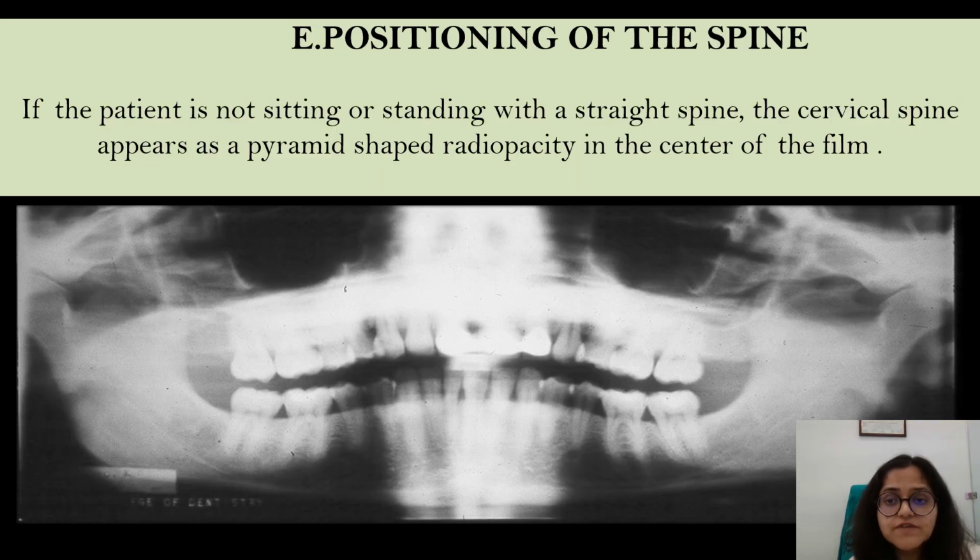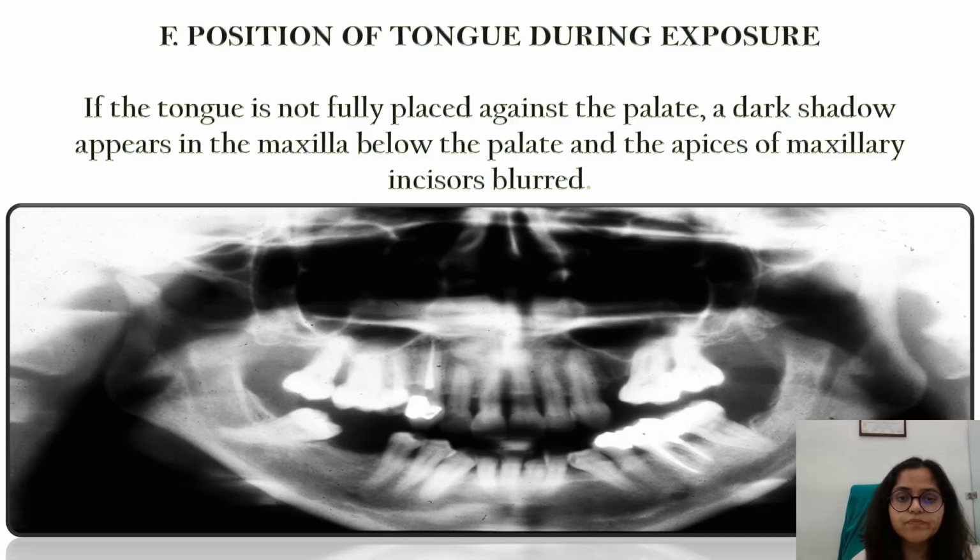Then the positioning of the spine. If the patient is not sitting or standing with a straight spine, the cervical spine appears as a pyramid-shaped radiopacity in the center of the film. As you can see in this OPG, in the center of the OPG, that is, in the central incisors, lateral incisors and canine region, there is a radiopaque structure which is pyramidal in shape. So this is the cervical spine shadow.